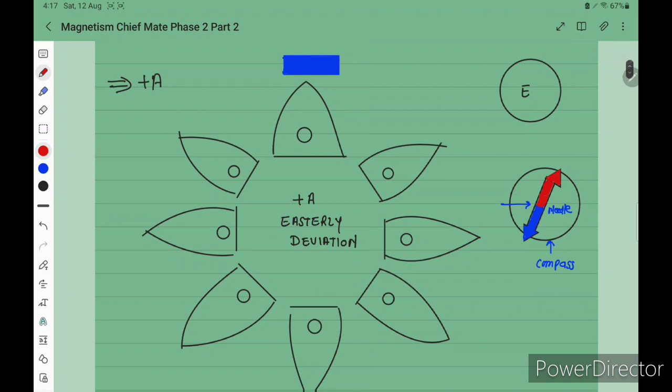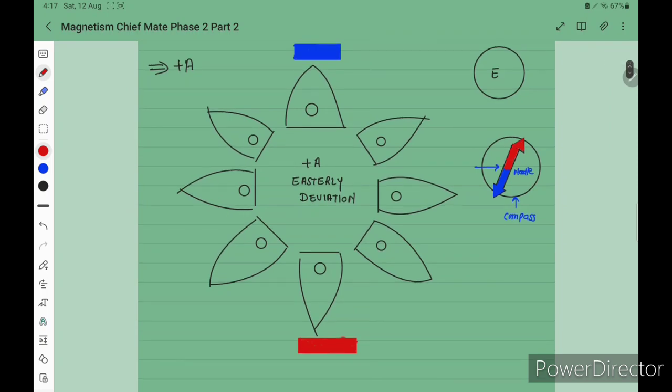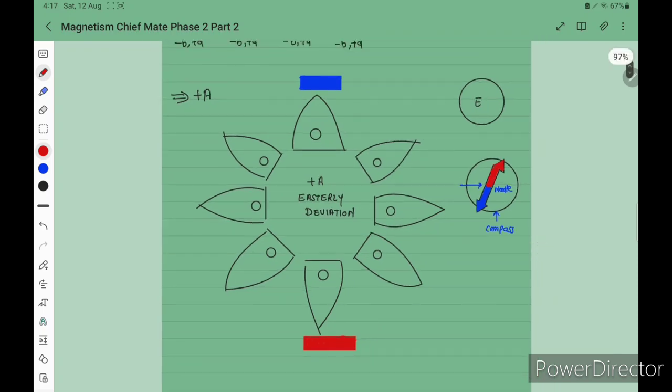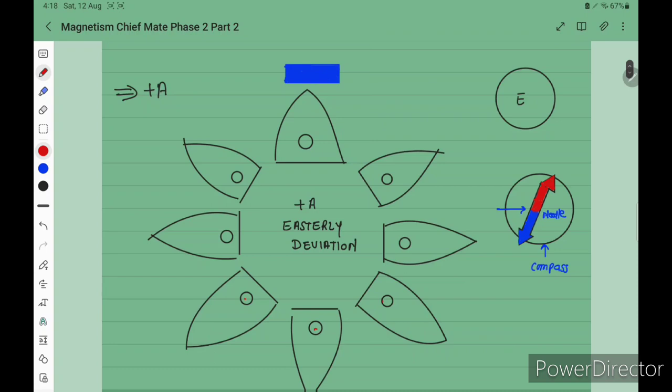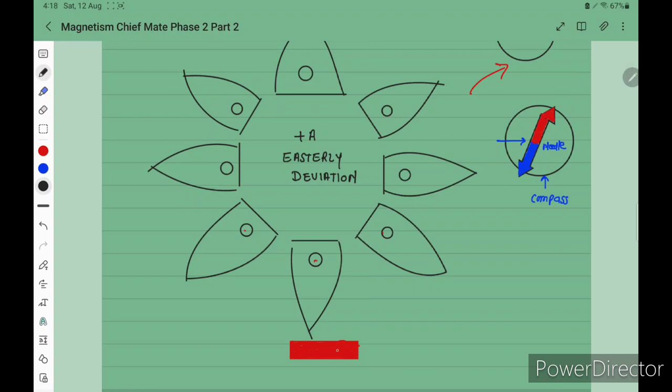Okay, so these are all the cardinal and intercardinal headings: north, northeast, east, southeast, south, southwest, west and northwest. Now we make a magnetic compass. The magnetic compass looks like this, but because it is very small, we try to draw it, and you just know the magnetic needle also has the red and the blue. Plus A causes easterly deviation on all headings. We make the vessel on all the headings. On the top is the blue pole of earth magnetism, and the red is down, so the line of force is going from red to blue.